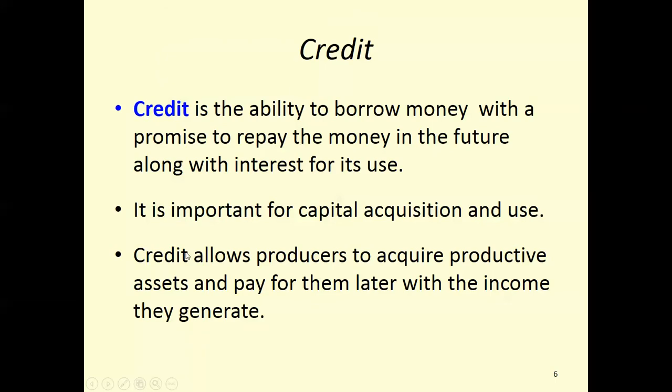Credit is the ability to borrow money with a promise to repay the money in the future along with interest for its use. It is important for capital acquisition and use. Most of us don't have $5 million in cash to go out and buy land, machinery, livestock, etc. So we're going to have to borrow it from someone or some business, like a bank. Credit allows producers to acquire productive assets and pay for them later with the income they generate.